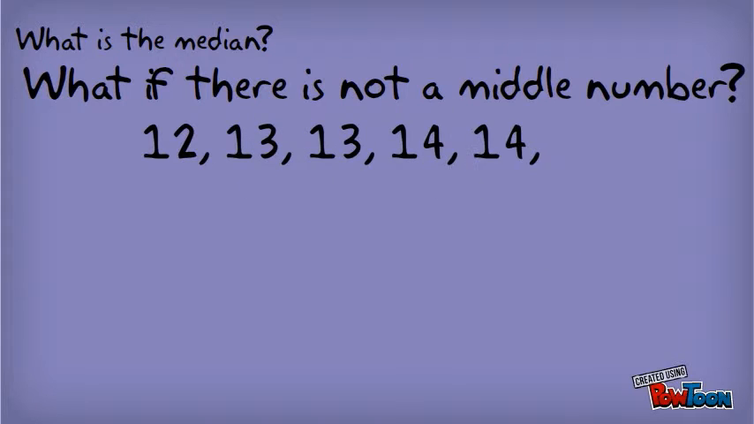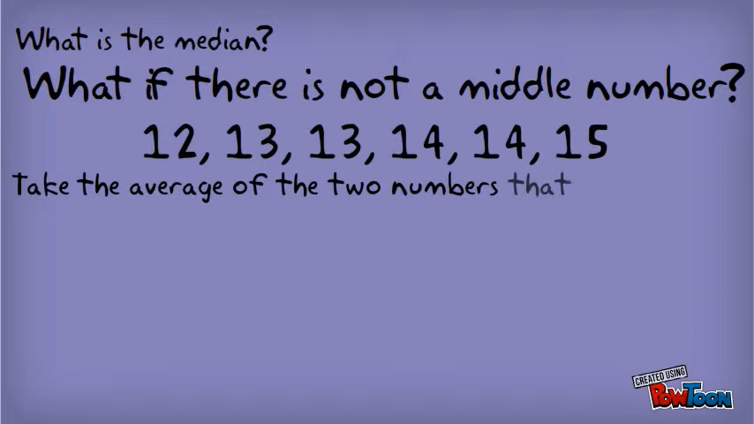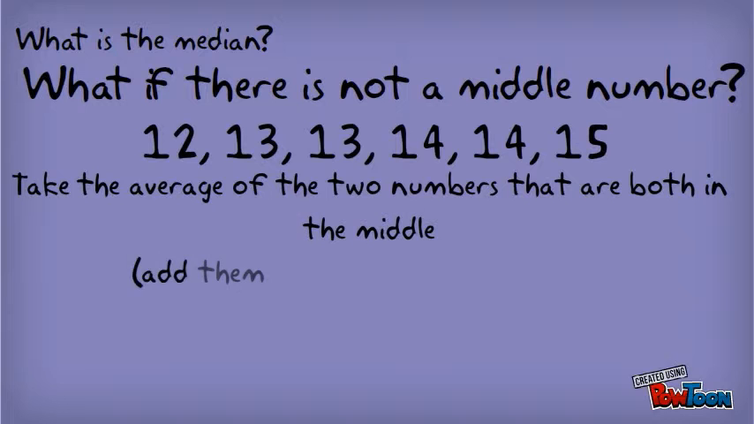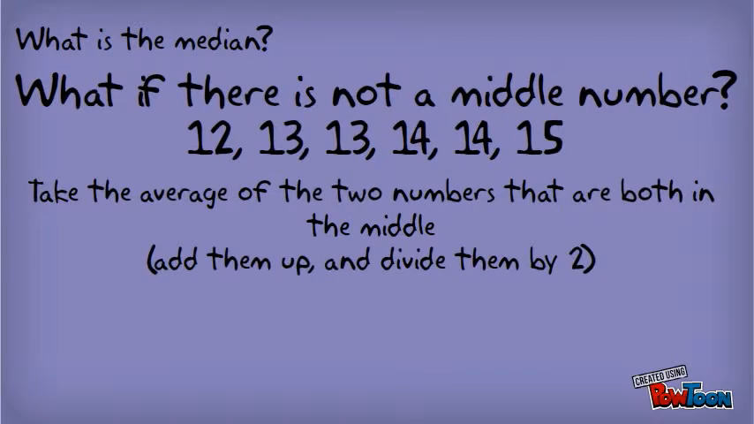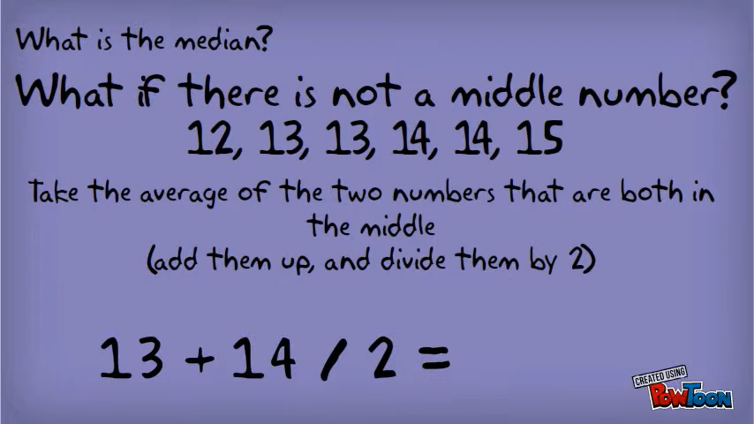What if we're trying to find a median, and there is no middle number, like the set given? What we're going to do is take the average, or kind of like the mean, of the two numbers that are both in the middle. So we're going to add the two up and divide them by 2. The two terms that are in the very middle are 13 and 14, so we add those together, divide them by 2, and we get the number 13.5.